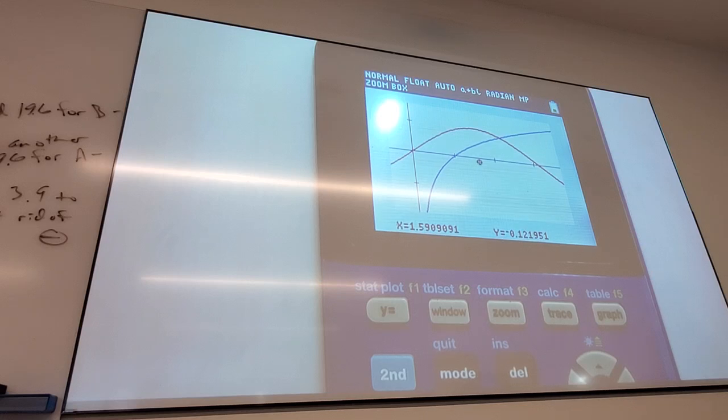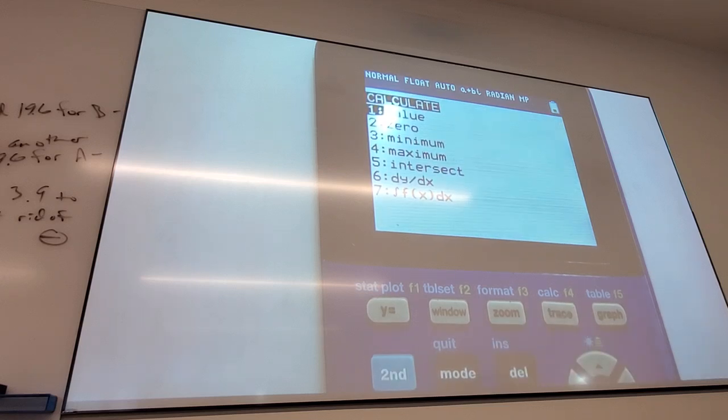Trace. Calculate intersection. Oh, second. Yeah, trace is not good enough. Trace will take big steps. Look at that. Every time I move, I'm taking a big step. Second trace. So when it's second trace, it's going to be very obvious which one you want here, because I'm trying to find out where two things intersect.